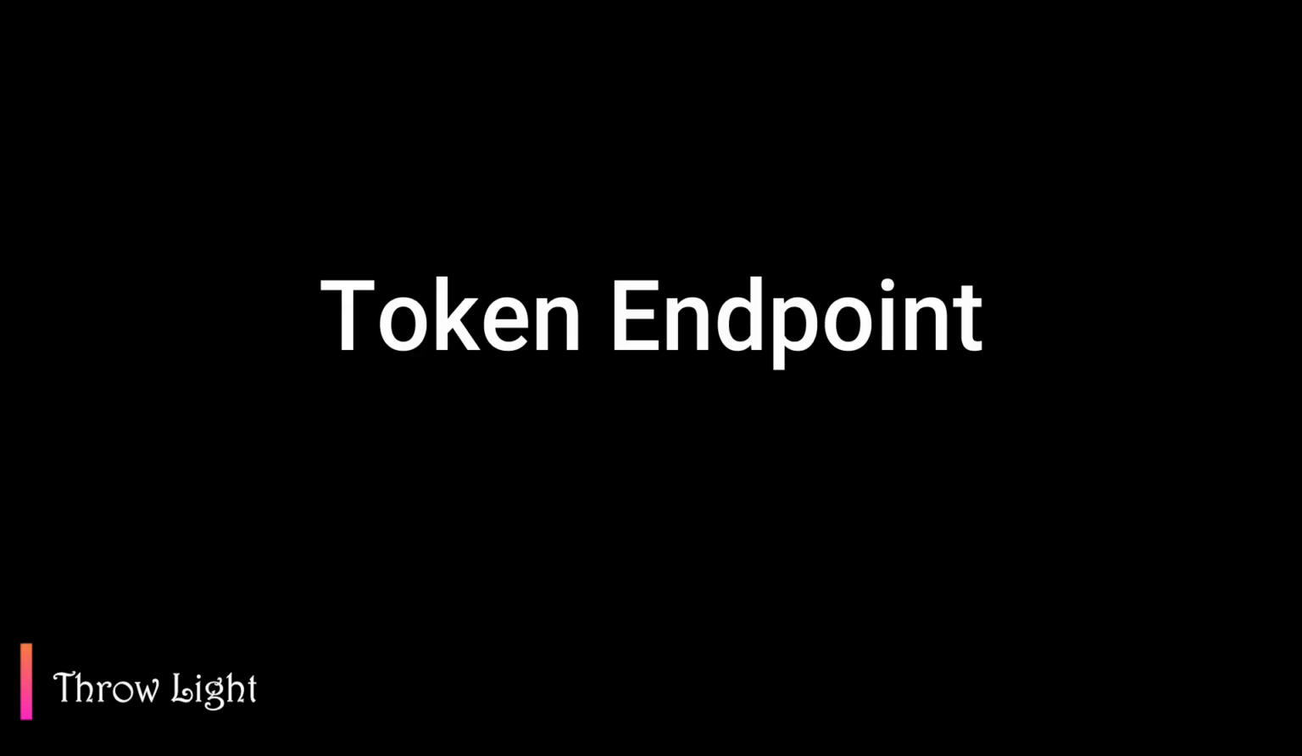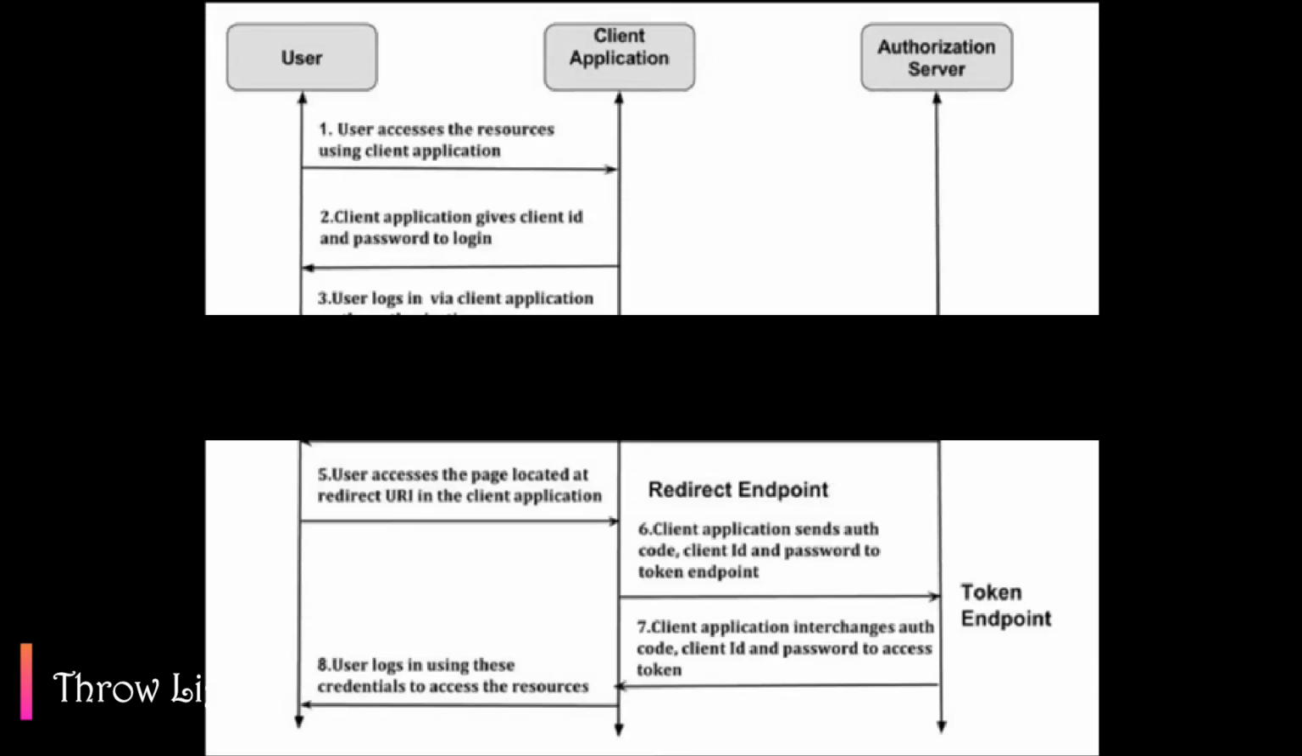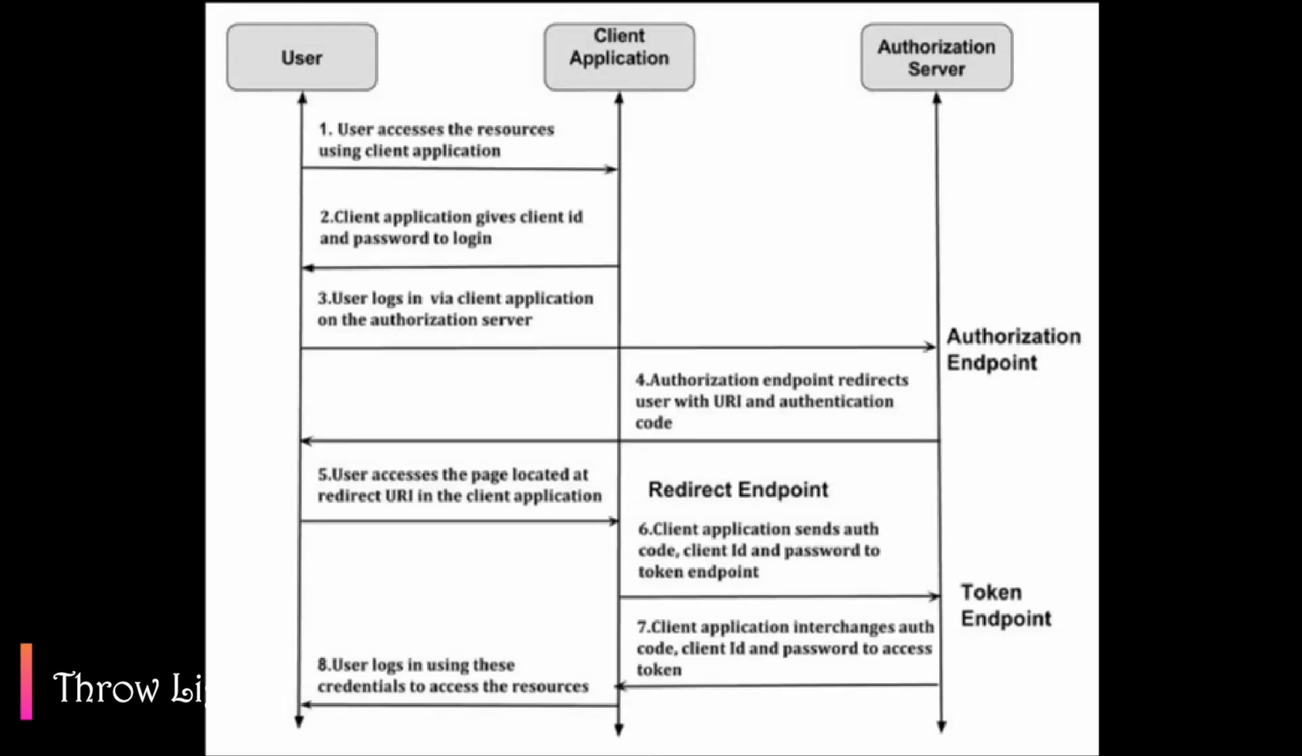And the last one is the token endpoint. At this point, the client application interchanges the client ID, client password and the authorization code to obtain the access token. The client application sends these credentials to the user along with the token. Once the user receives the token, it can be sent to access resources such as Facebook, Google, etc. to access the resources in the system related to the logged in users.